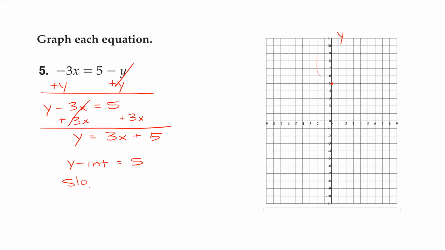And then my slope is equal to 3, or 3 over 1. So I go up 3 over 1, up 3 over 1, or I can go down 3 over 1, down 3 over 1. And then I draw my line, going through all those points. All right, next problem.